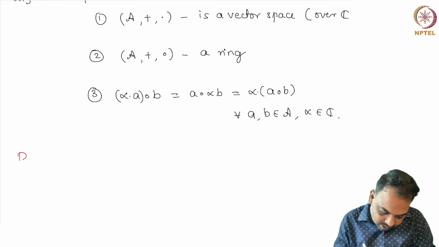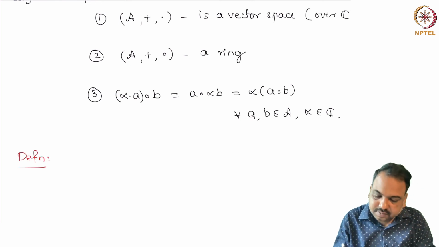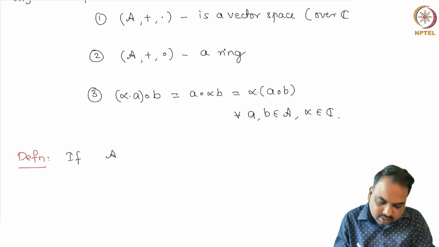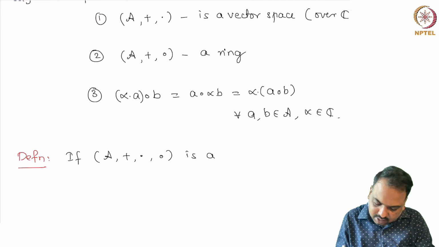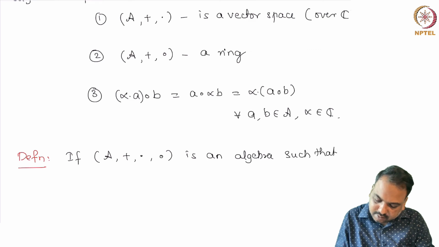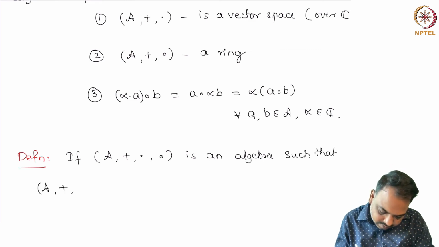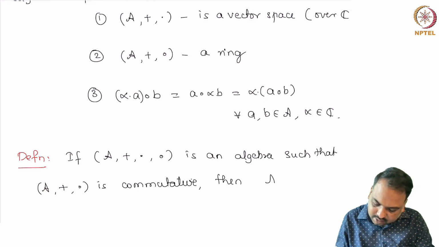So definition: if (A, +, dot, circle) is an algebra such that the ring (A, +, circle) is commutative, then we say that A is called a commutative algebra.